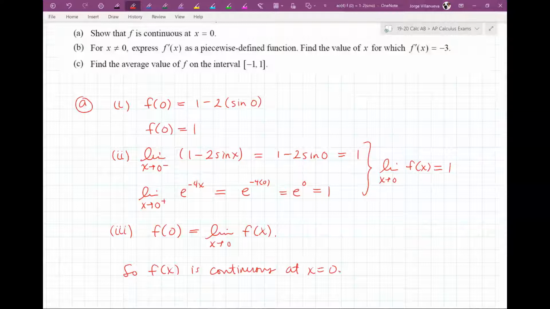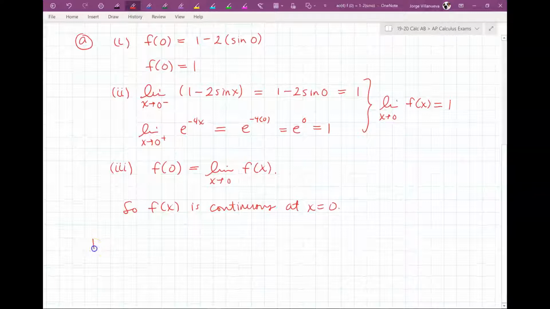Now, part B says for x not equal to 0, express f prime of x as a piecewise defined function. Notice they did say for x not equal to 0, okay? So that's important, okay? Now, it says express f prime of x as a piecewise defined function, and then find the value of x for which f prime of x equals negative 3. Now, they did say find f prime of x. So, let me go over here, put B. F prime of x.